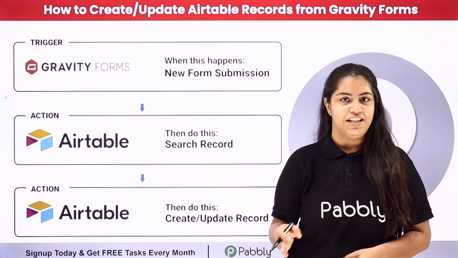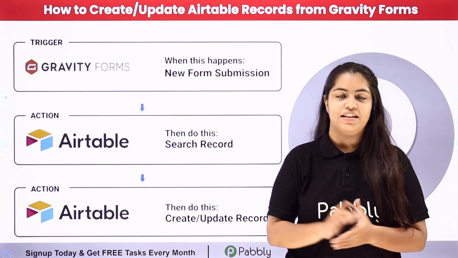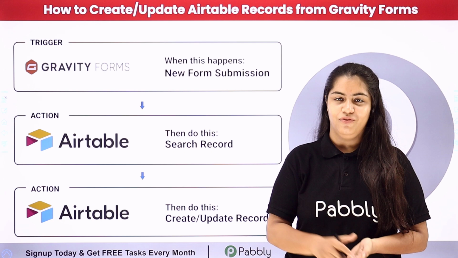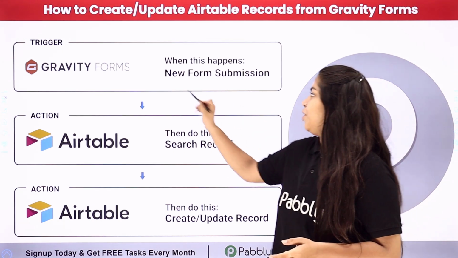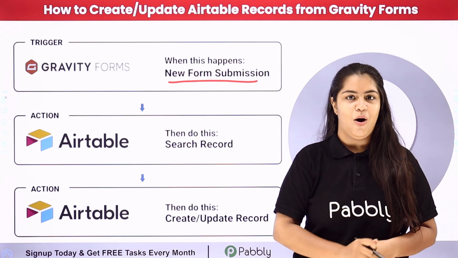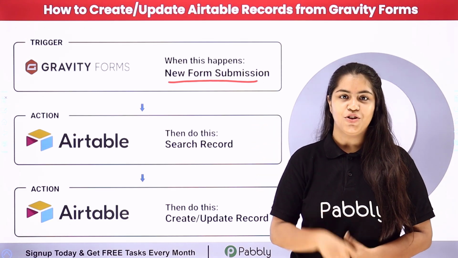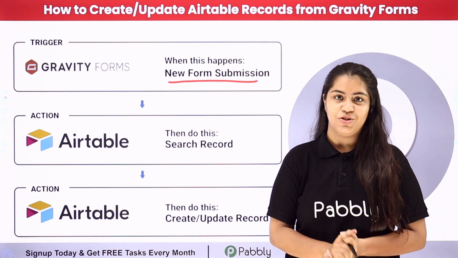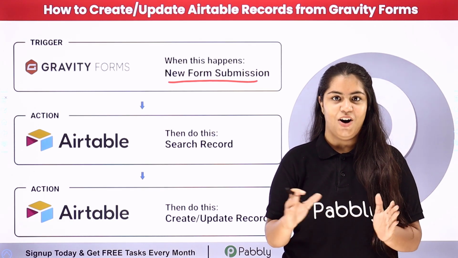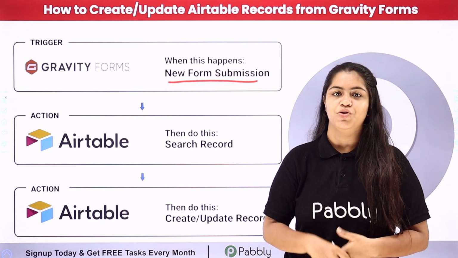I'm hosting an event, and for that event I've created a registration form with the help of Gravity Forms. And now I wish that as soon as a new form submission is made, an Airtable record should automatically be created or updated, so that I have all the contact information of my registrants in a single record, and I can also send them future updates.